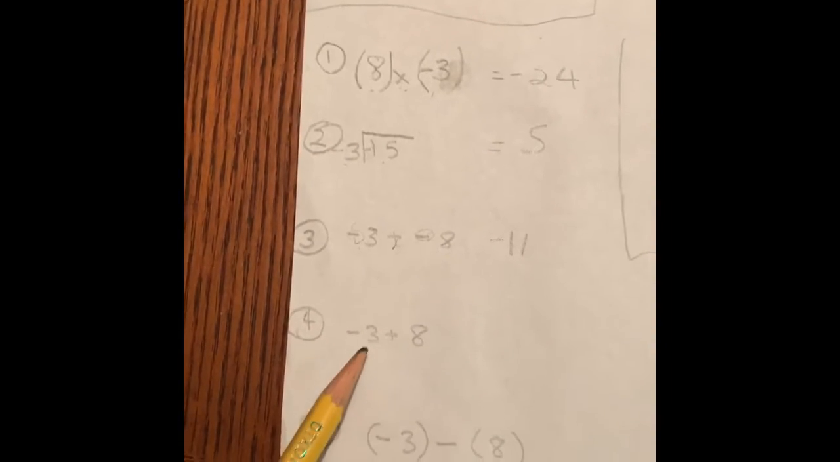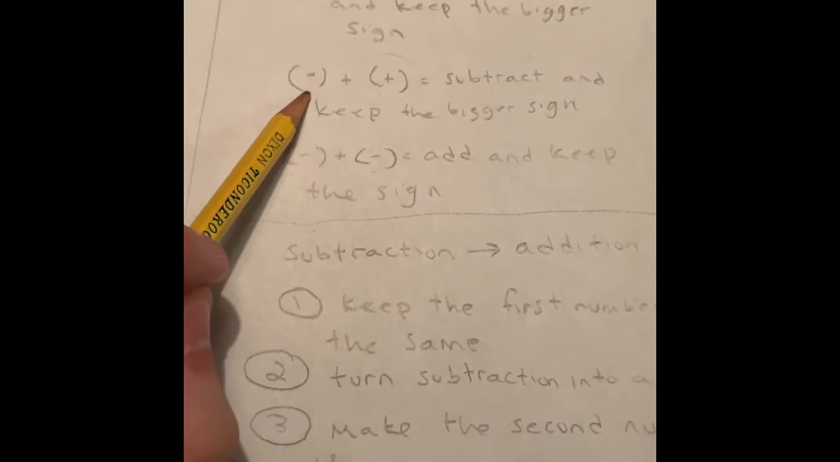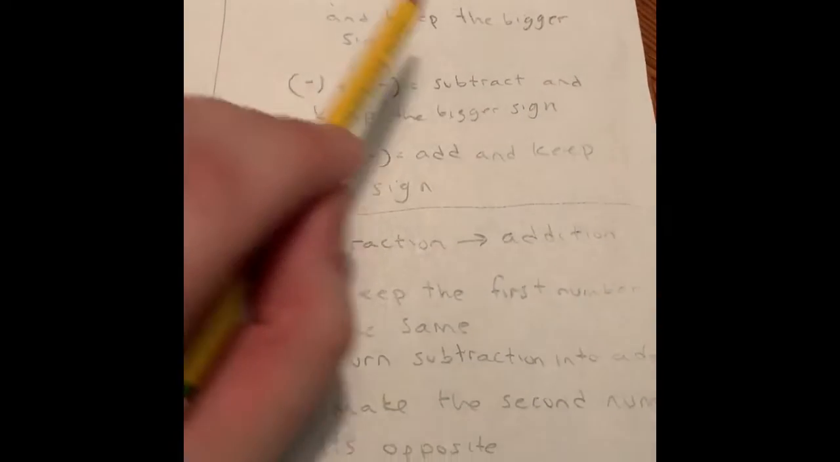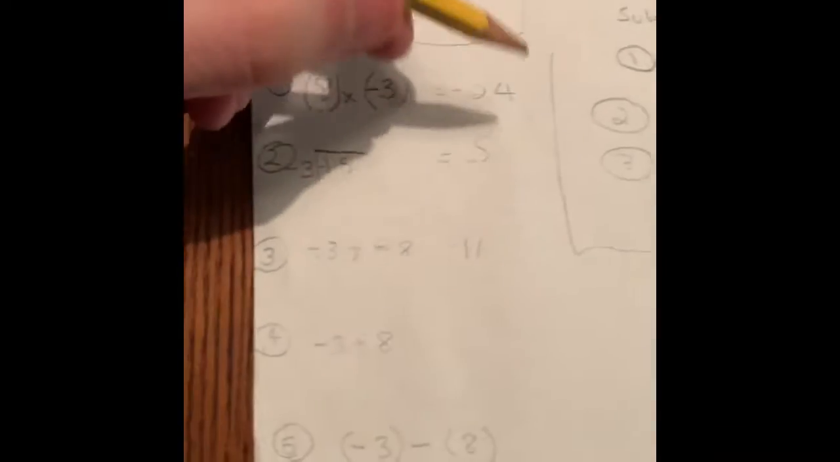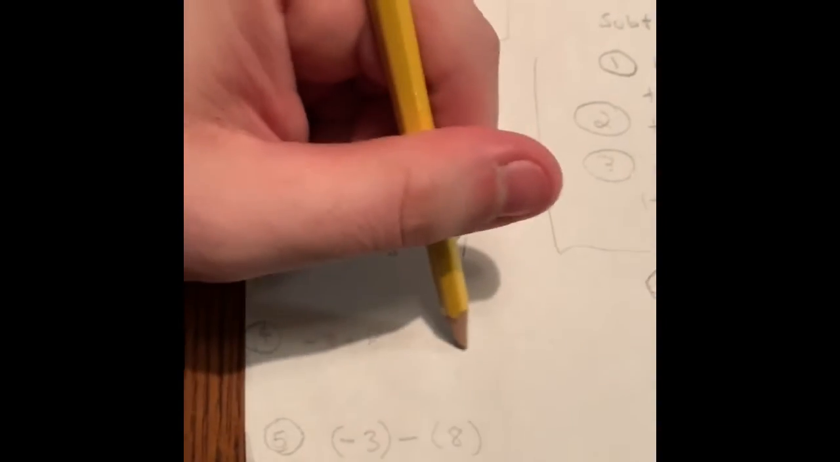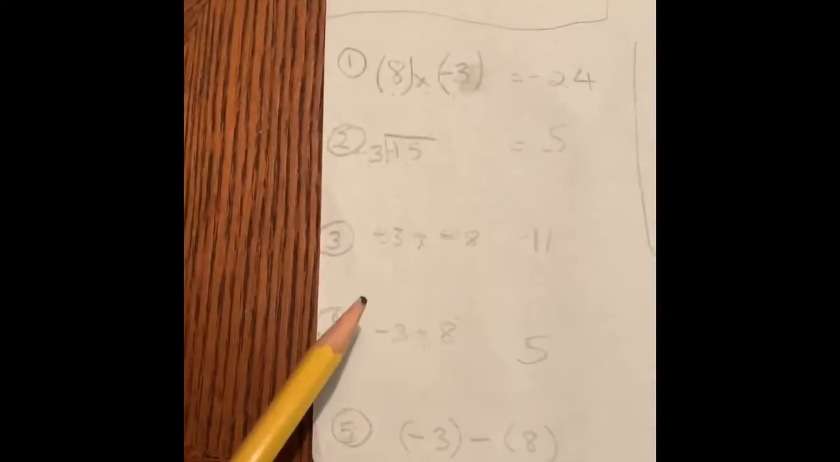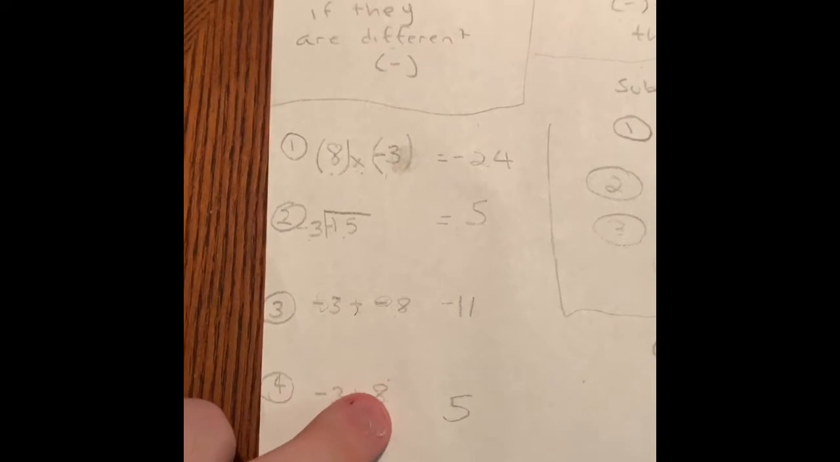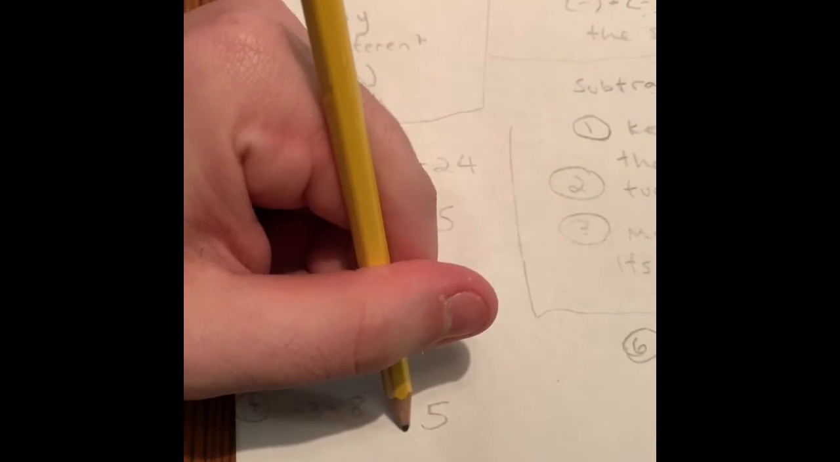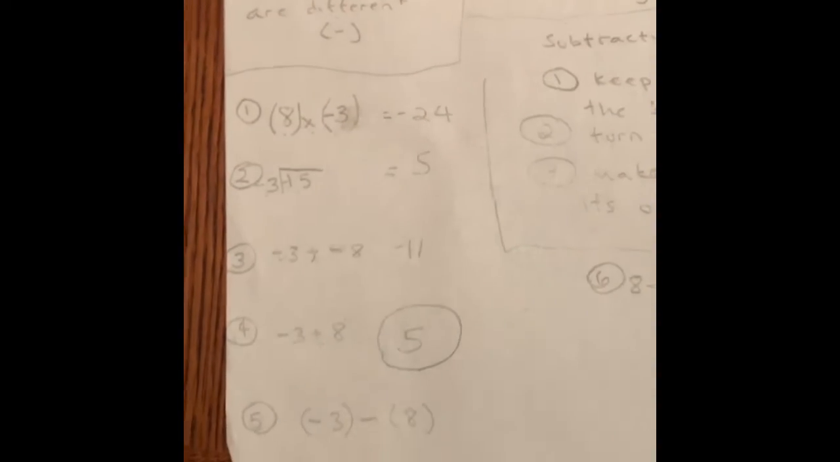All right, number 4. Once again, we're adding, but now we have negative plus a positive. Negative plus a positive, we're going to subtract and keep the bigger sign. So 8 minus 3 is 5. And now we have to ask ourselves what's bigger, 8 or 3? Since 8 is bigger, we're going to keep that sign, and that is a positive 8. So it's going to be positive 5.